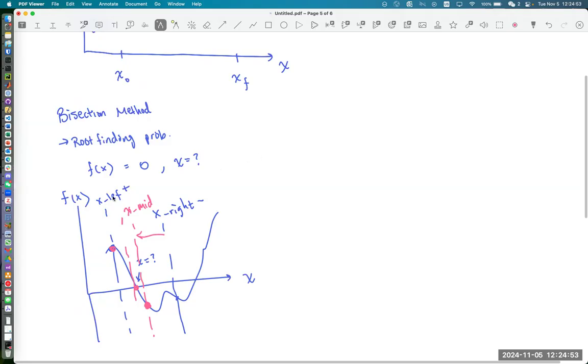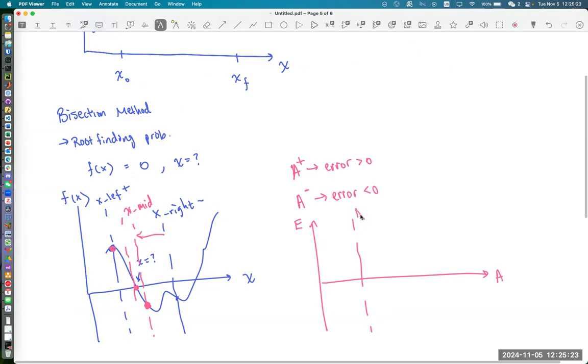So in our context, we will need to define some A that makes the error positive. I'll denote that as A plus. And we'll also find some A such that the error is negative. I'll denote that as A minus. So we'll have some A and some error. We'll have some A at which the error is positive, so A plus, and some A such that the error is negative. The error that's around 0 should be in between these two A.